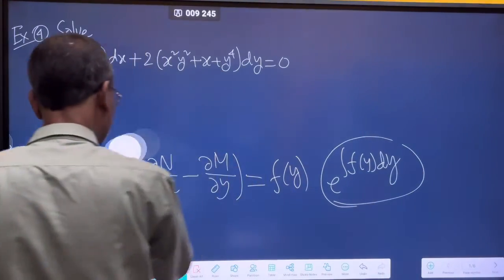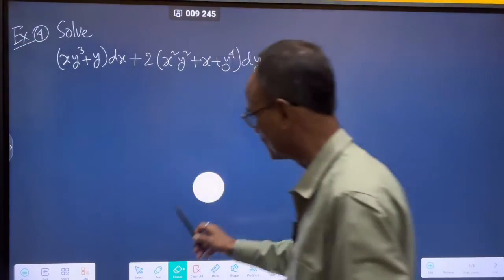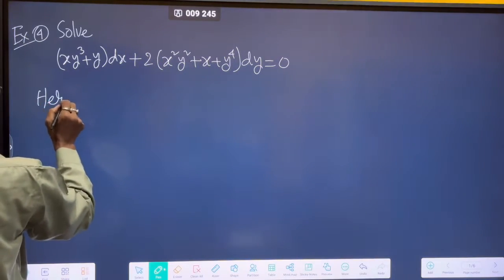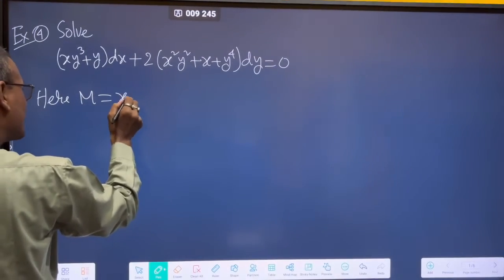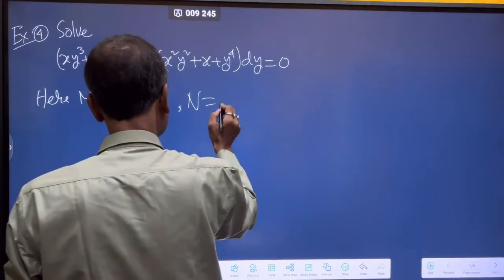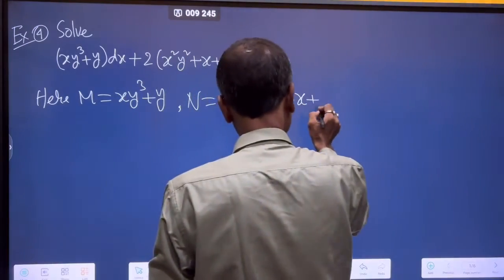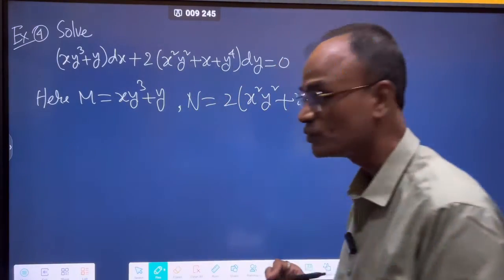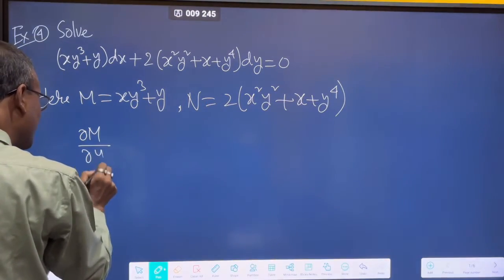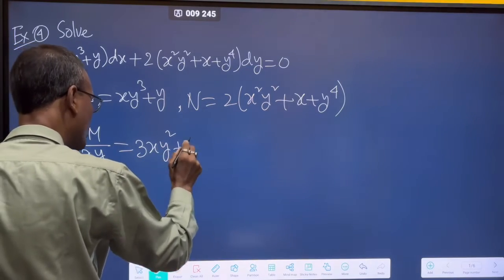Let me solve this problem. For this differential equation, you see, M equals xy cubed plus y, and N equals 2 times (x squared y squared plus x plus y to the power 4). ∂M/∂y, what is ∂M/∂y? Equal to 3xy squared plus 1.